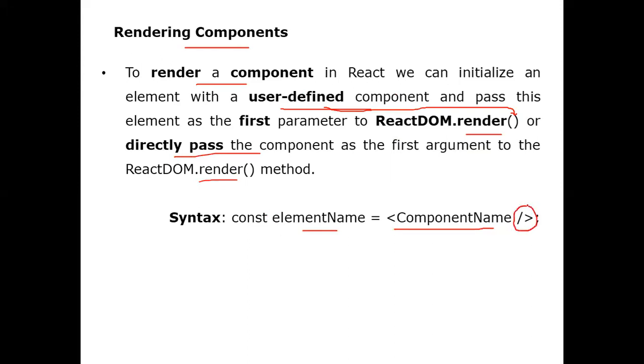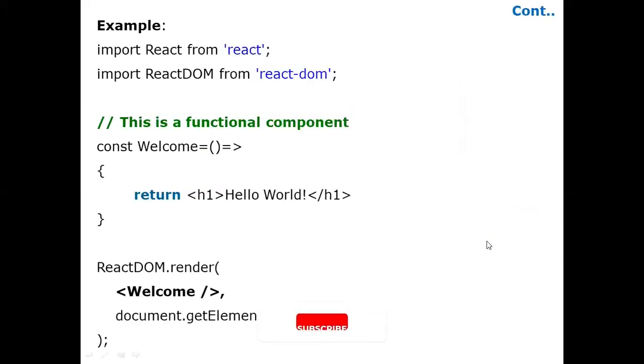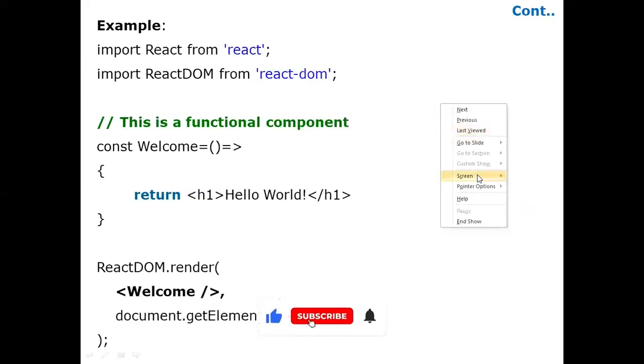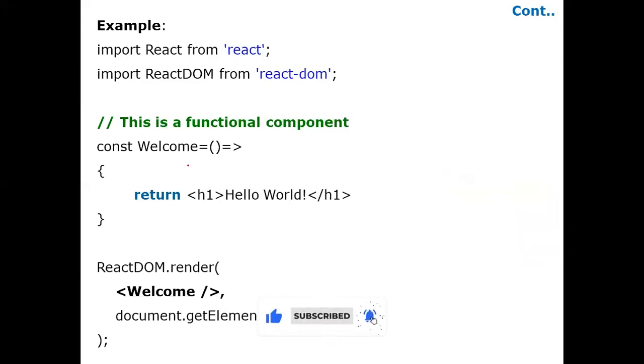This is the element which you are mentioning. In the angular brackets, use the slash at the end. See one example so that you can understand very clearly. This is a functional component. In the functional component, we are calling a function, welcome. You can tell by the parentheses and arrow that it's a functional component. I'm just returning one hello world h1 element.